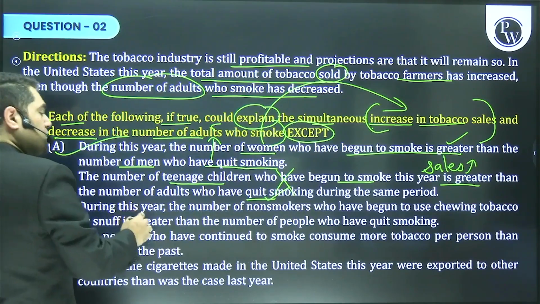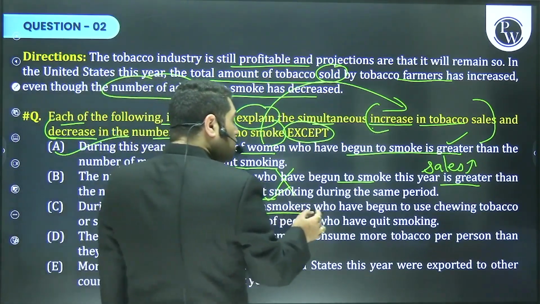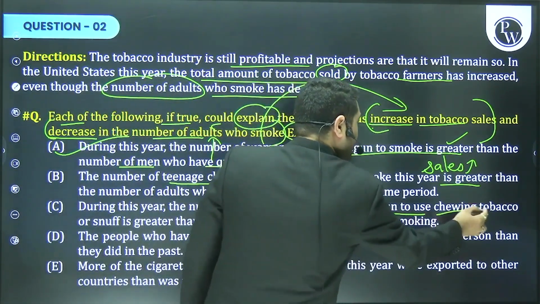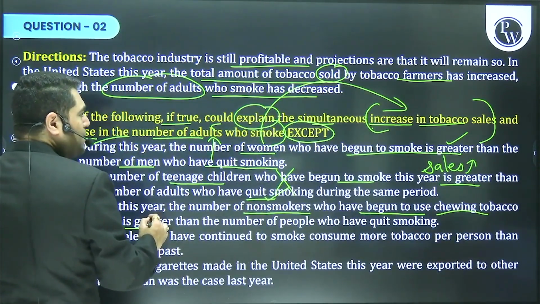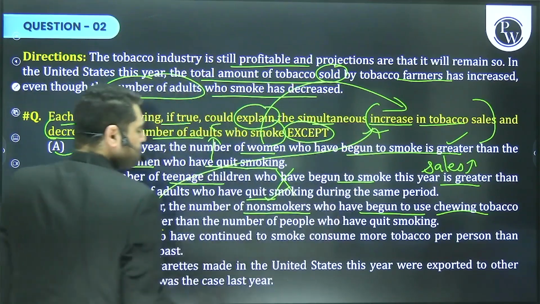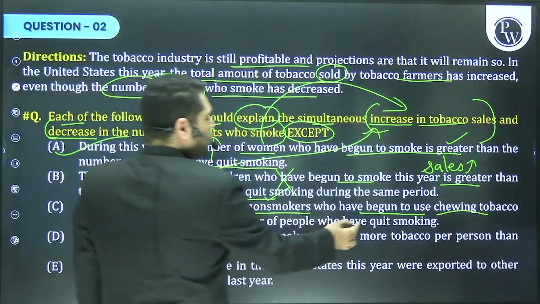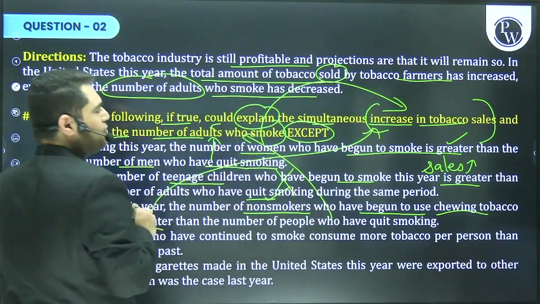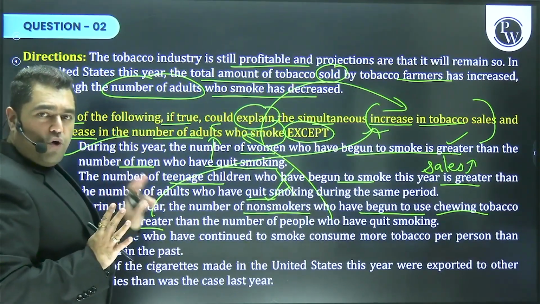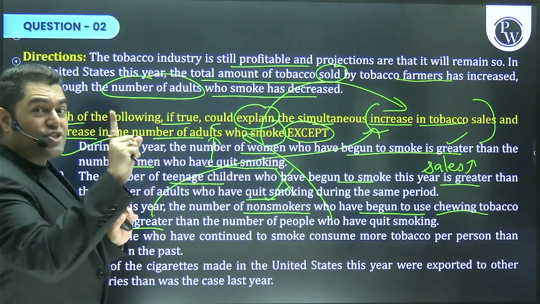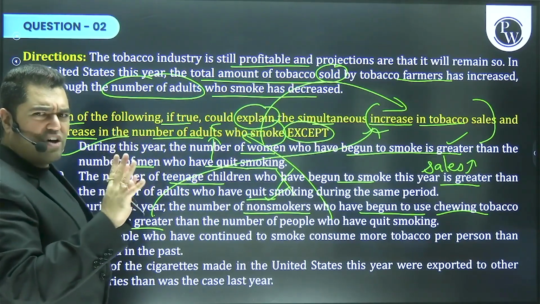C. During this year, the number of non-smokers who have begun to use chewing tobacco or snuff is greater. So that means my tobacco sales are increasing. Then the number of people who have quit. Perfect. There you go. I'm only mapping the option to the question. So four options are explaining the question, one is not. So far, A is not helping us explain it.